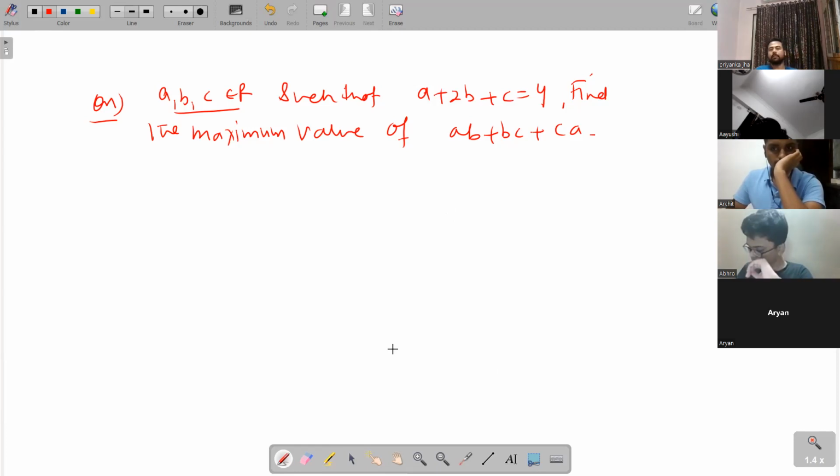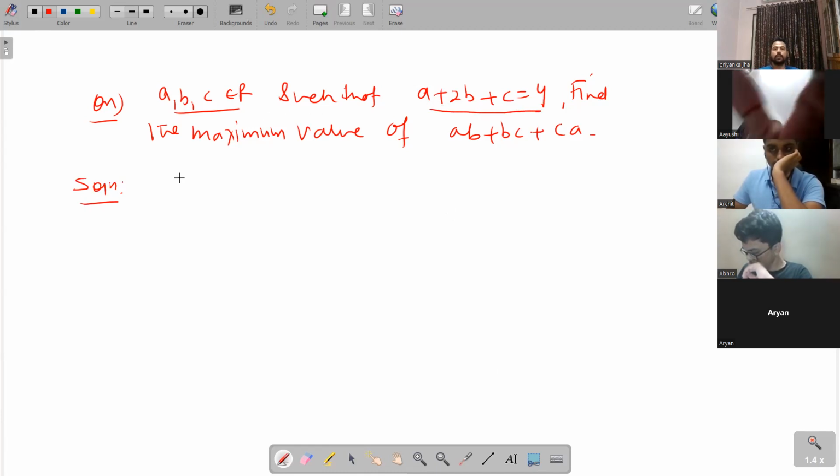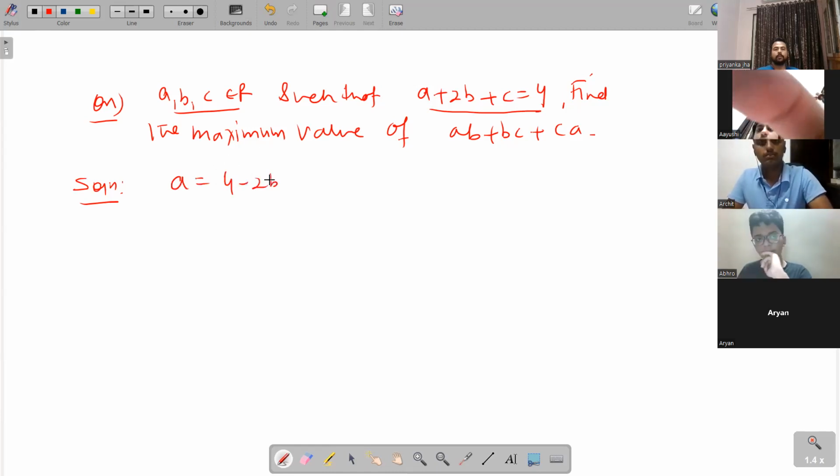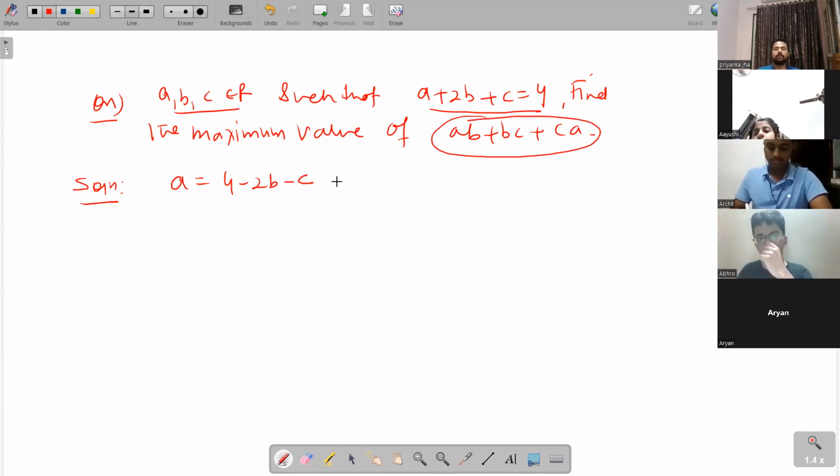See, I'll explain. What to do? A, B, C are real numbers and you have to use this condition. So do one thing. Separate A. So this will be like 4 minus 2B minus C. Now you have to find the maximum value of this, right? So let's say this is X, AB plus BC plus CA.